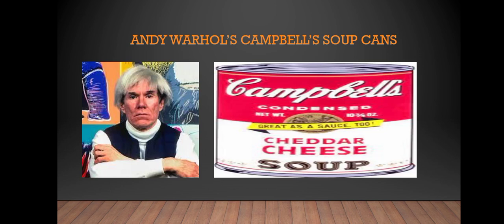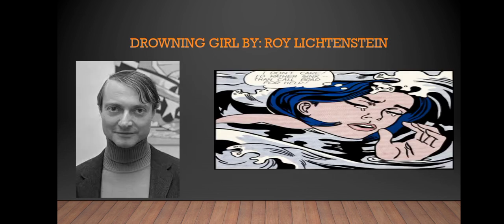Warhol made the Campbell soup cans in 1962. Silk screening is the technique used in this pop artwork. The reason why he painted this is because he likes soup. Second is Drowning Girl by Roy Lichtenstein. Roy Lichtenstein is an American artist. This pop artwork was published in 1963. The imagery of this pop artwork created by Roy Lichtenstein can be found in comic books.